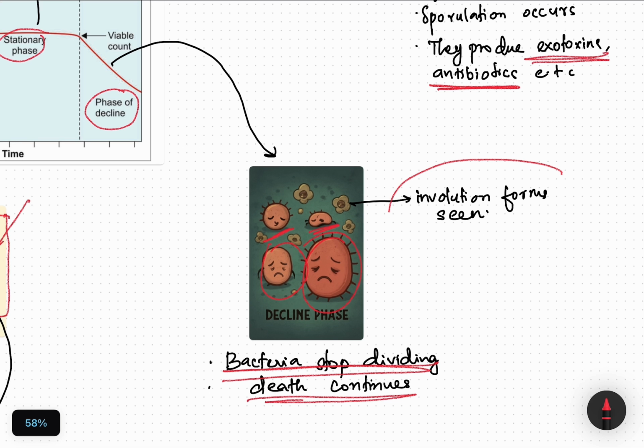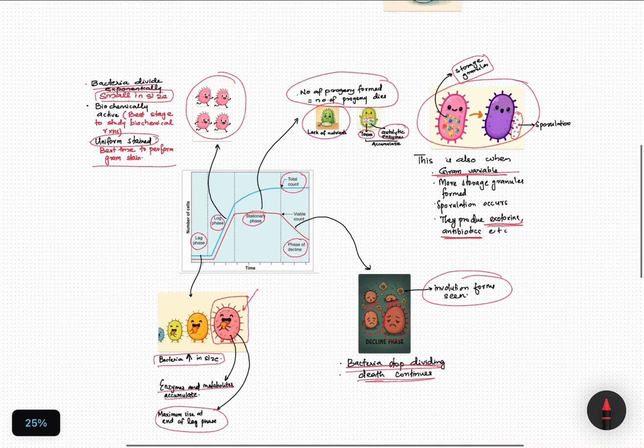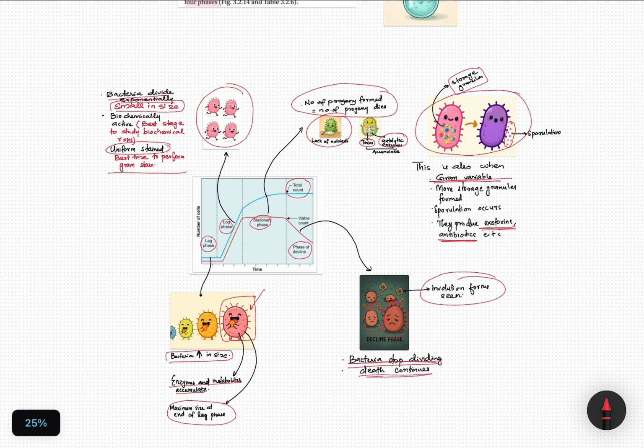And we can see some involution forms. Involution forms are irregularly formed bacterial bodies. Since there is a lack of nutrients, he cannot grow to his preferred size or his maximum potential. So we can see some kind of involution forms also. I hope you have found it very nice to study each of the stages.